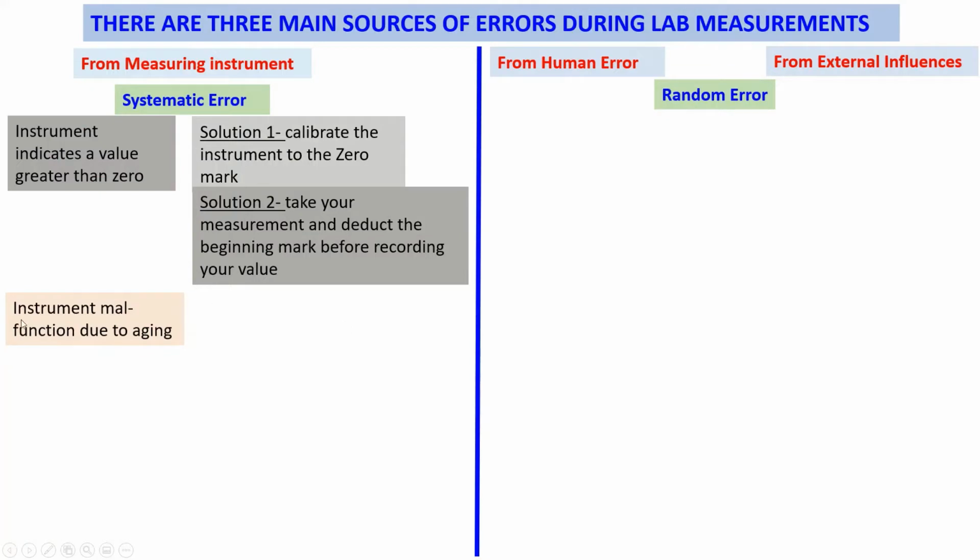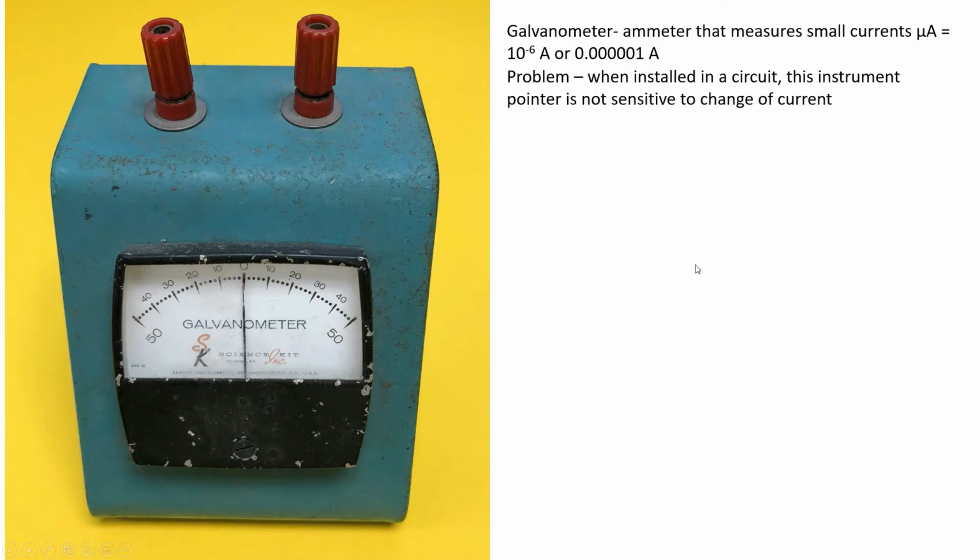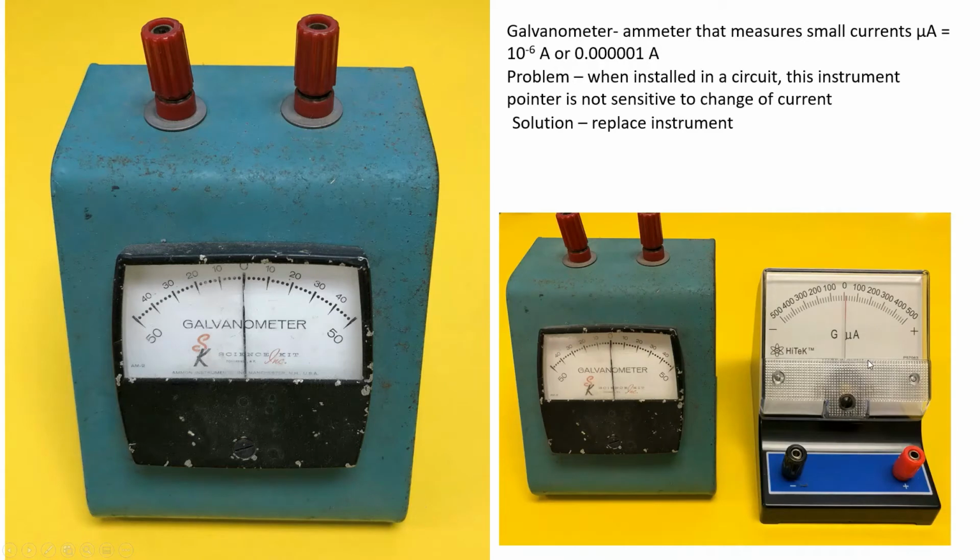Second problem, instrument malfunction due to aging. So this is a galvanometer. A galvanometer is an ammeter that measures small currents in the range of microamps. That's the problem. When installed in a circuit, this instrument pointer is not sensitive to the change of current. A possible solution: replace this instrument with another galvanometer, of course.